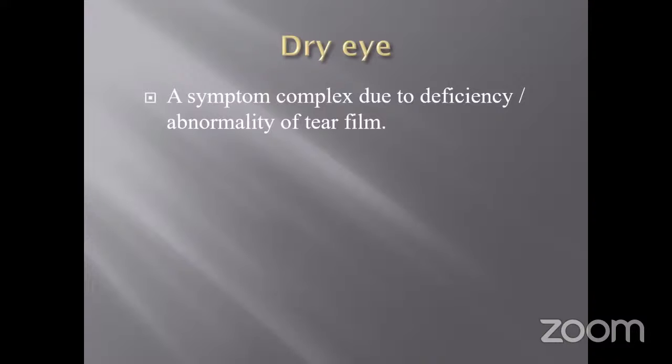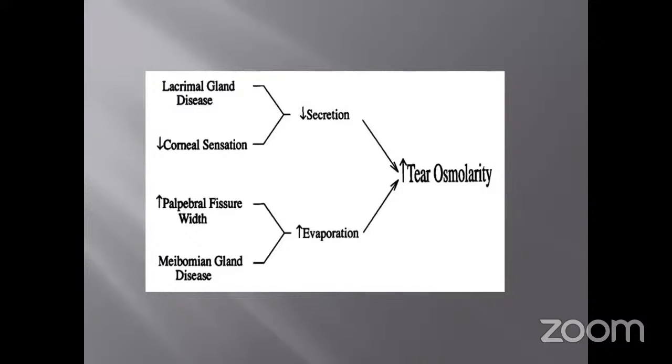Okay, so what is dry eye? It is a symptom complex due to deficiency or abnormality of the tear film. Two causes I already mentioned. One is reduced production of tears. So what may be the causes for reduced production of tears or reduced secretion?